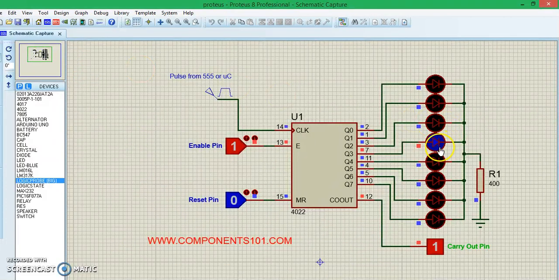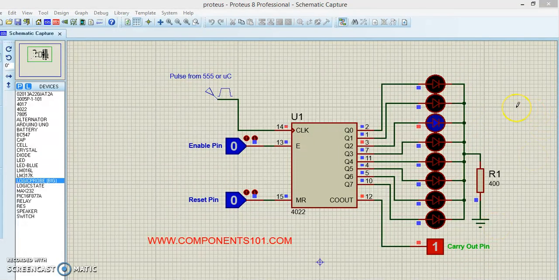For example, the count is currently at Q3 and I have made the enable pin high, so it stays there as long as the pin is held high. When I make it 0 again, it resumes counting. And the reset pin, as the name suggests, whenever the reset pin goes high, the complete counting is reset. For example, now the complete count is reset and it is held at Q0 unless it's made 0 again. So this is how the enable pin and the reset pin work.